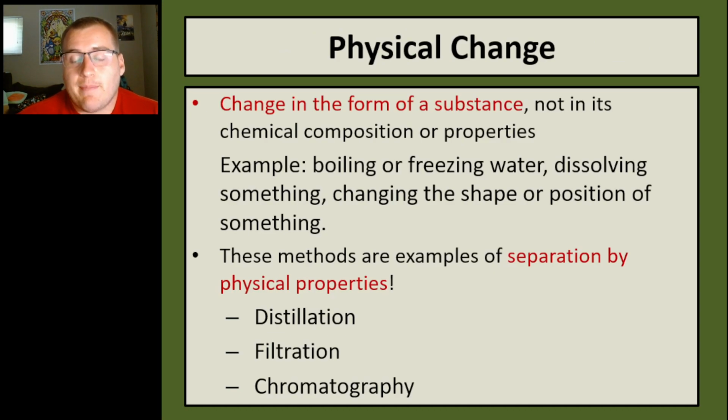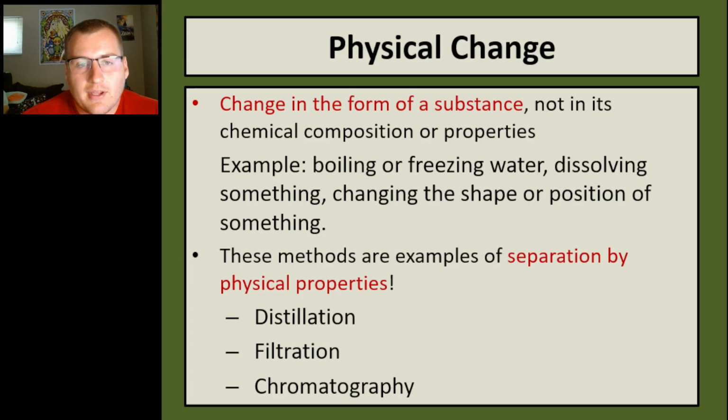All right, last little topic here is types of changes and some analytical techniques. So a physical change is a change in the form of a substance, but not in its chemical composition or properties. It's just changing what something physically looks like without actually changing what it is or what it does. For example, if you take water and you boil or freeze it, you still have water. You still have H2O. You can condense it, or you can melt it, and you still have the same stuff.